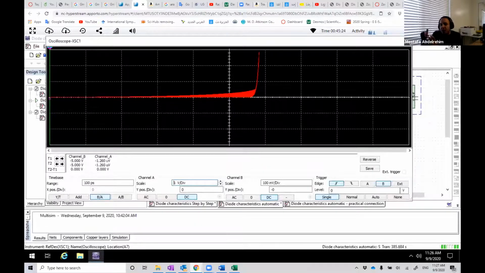So the slope will be the reciprocal of the resistance. Okay, so just post the resistance value. It should be very small. It will not be exactly equal to the one we just derived from the step-by-step measurement.